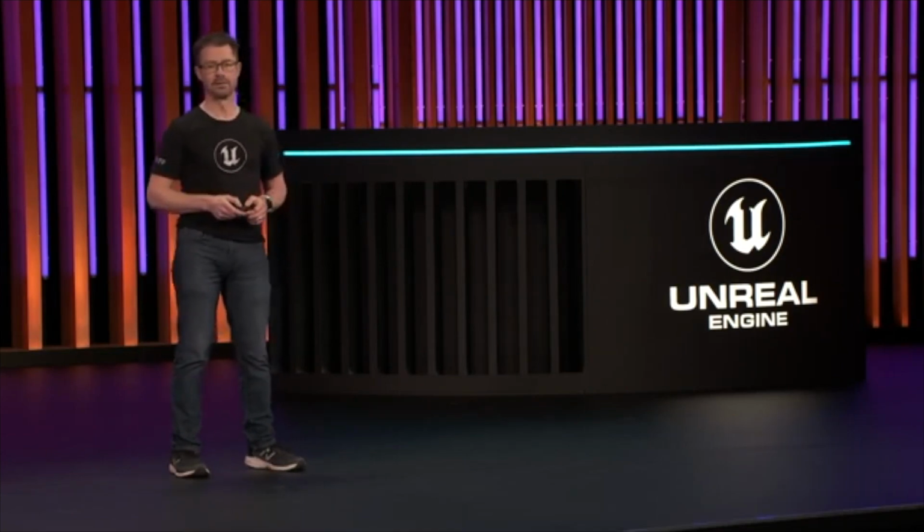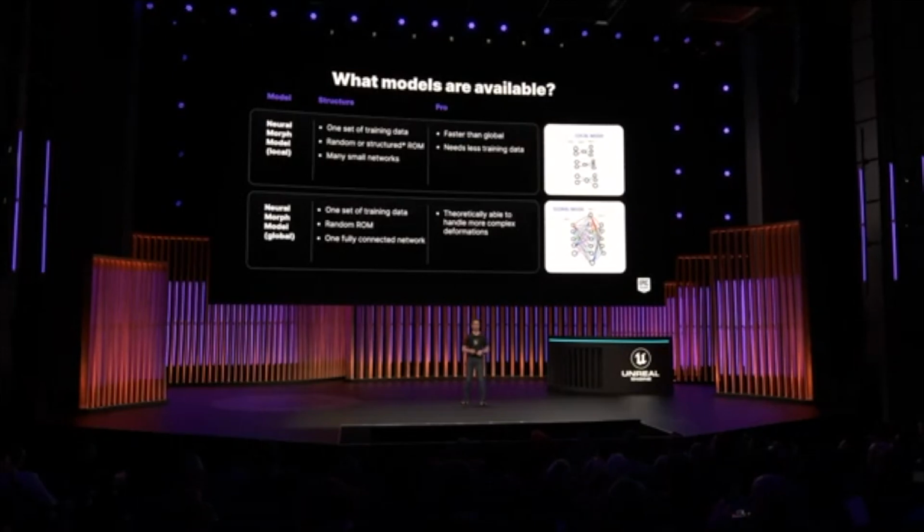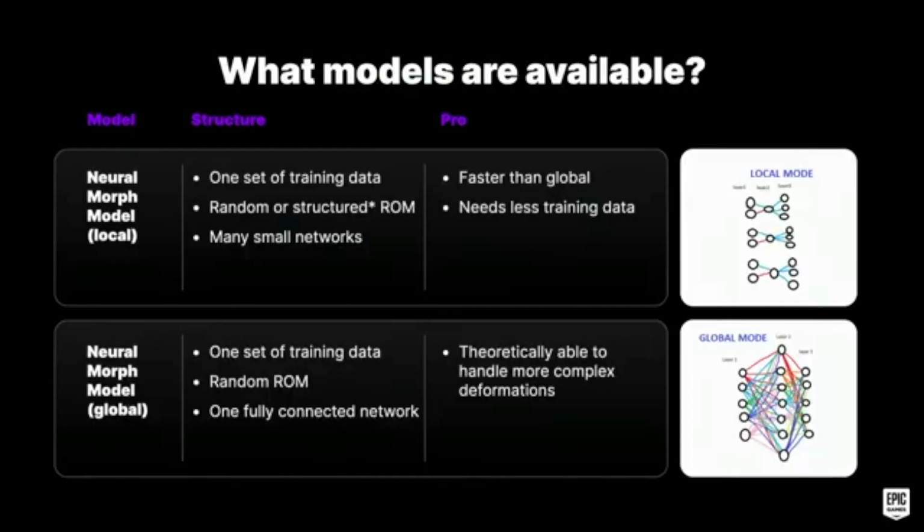So let's look in detail at the models. So firstly, the neural morph model, the local neural morph model, tries to generate morph targets while looking at each individual input, and this results in many small localized networks. The global model, on the other hand, generates a single, fully connected network. Now, there are some big advantages to choosing local over global, and this should be considered the default approach.